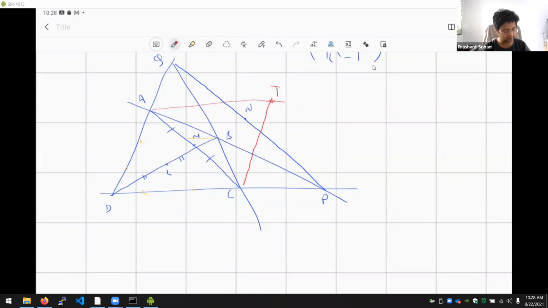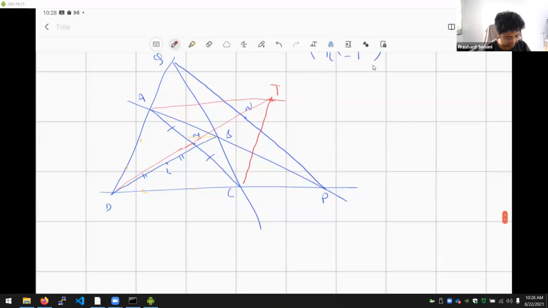So I completed this parallelogram CDAT. And now you can see that M is the midpoint of AC and M is also the midpoint of DT, correct? Yes, sir. I think next year when I take this lecture, I'm going to use GeoGebra at least for this part. Okay, that is good. Now let us continue.